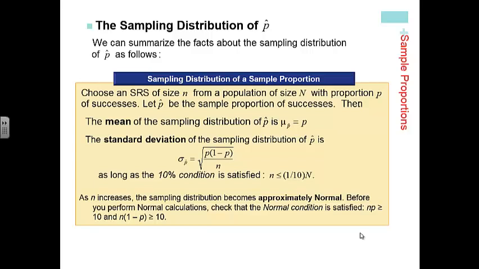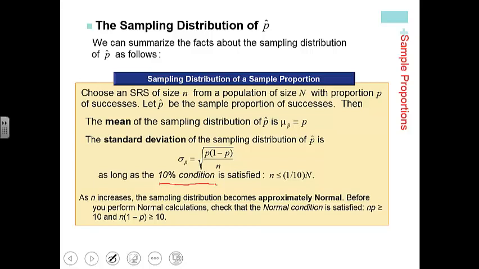So we talked about for sample proportion, if we choose a simple random sample of size n from a population of size N, with proportion p of successes, and p-hat is that proportion of successes just for the sample. The mean of the sampling distribution is going to end up being the true p, and the standard deviation will be the square root of p times q over n. There it is right there. You can use that standard deviation formula as long as you have the 10% condition satisfied.